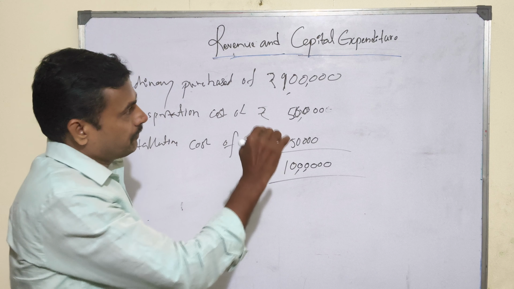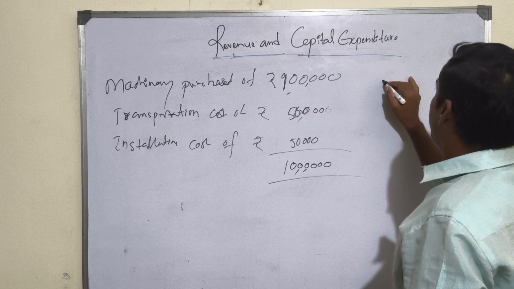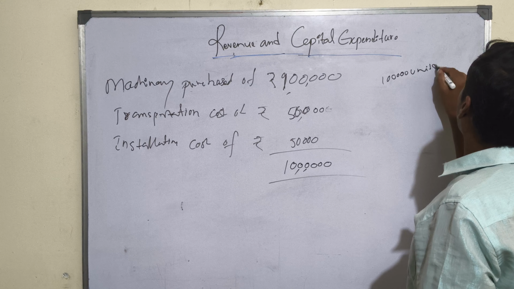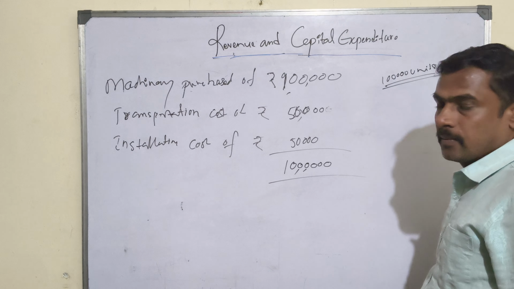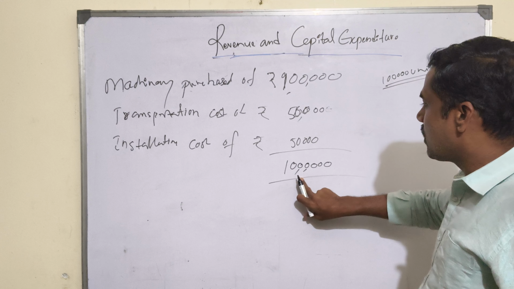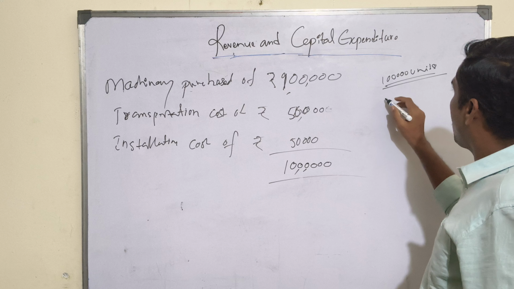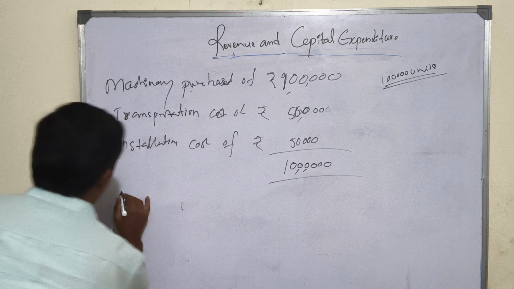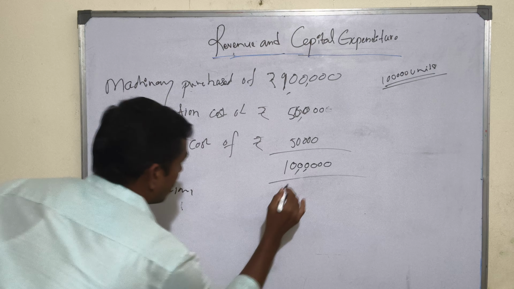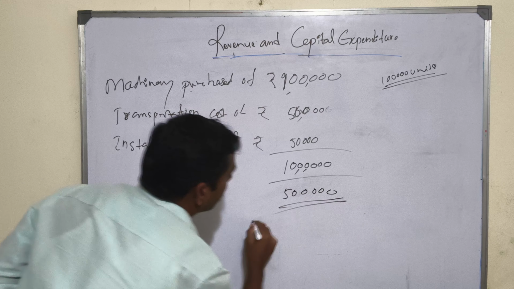Say, for example, currently the company is producing 1 lakh units of the product. To increase the capacity of the machinery, the total cost is 10 lakhs. It requires an additional cost, say for example 5 lakh.